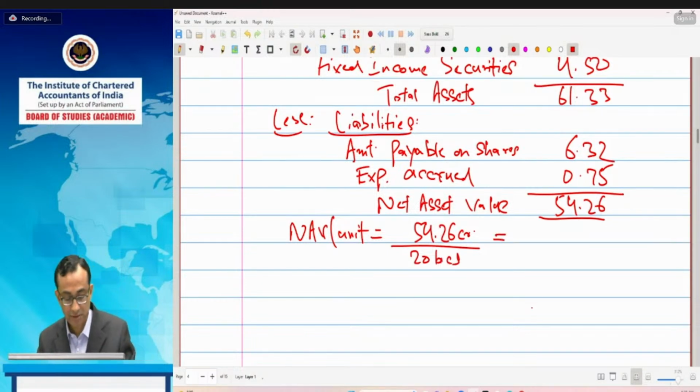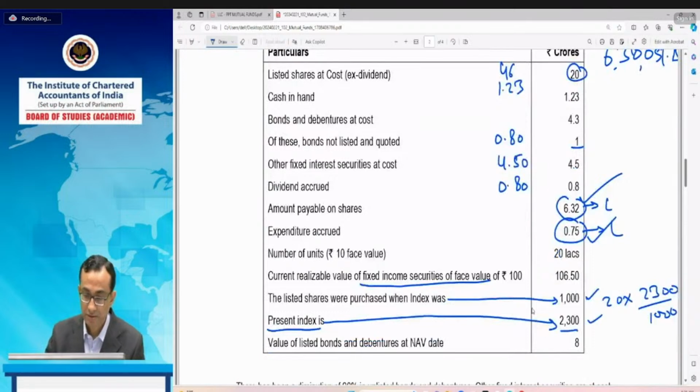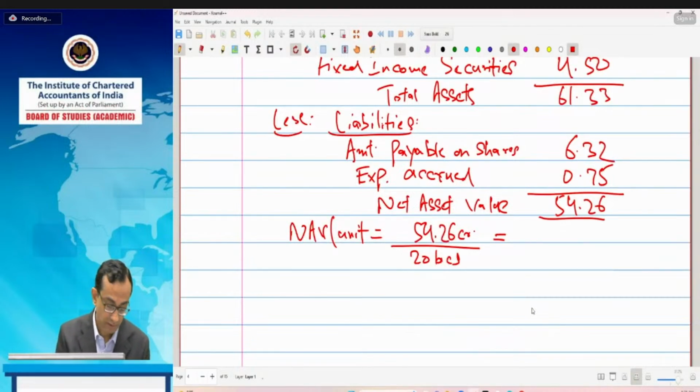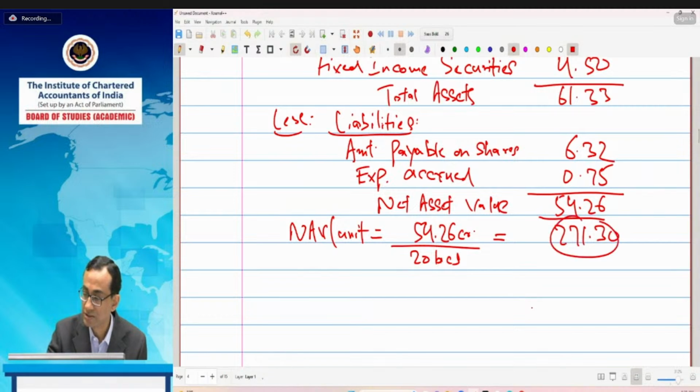So let us calculate it. Number of units is given in the question, 20 lakh. So we divide the total net asset value, which is 54.26 crore, by 20 lakh. So let us calculate this. It is coming to 271.30, which is the NAV per unit.